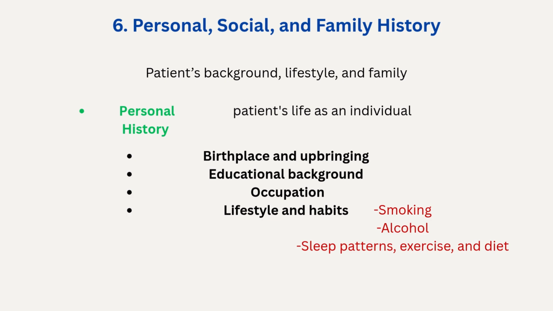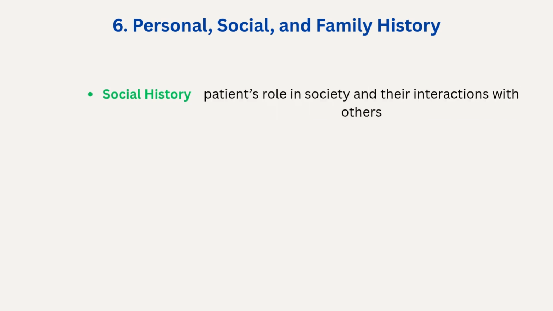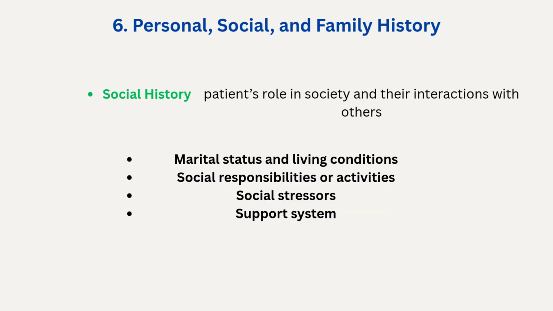Next is social history. This part is about the patient's role in society and their interactions with others. Ask about marital status and living conditions. Is the patient single, married, living with family, or alone? Social responsibilities or activities: participation in community events, religious involvement, etc.